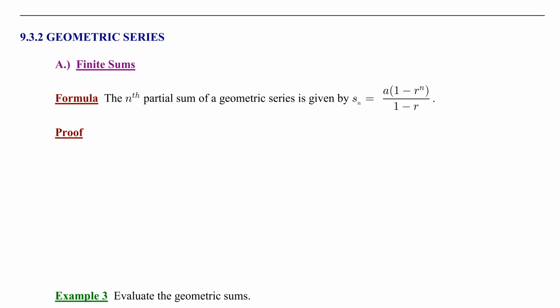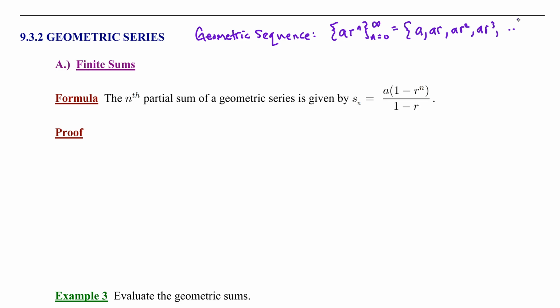We have already briefly examined the geometric sequence. Let's review that for just a minute. This can be expressed as the sequence a times r to the nth power from n equals 0 to infinity. Remember, a sequence is a pattern of numbers or a set of numbers that follows a specific pattern. So we're just looking at a set of numbers here.